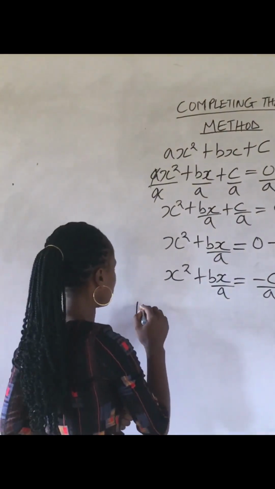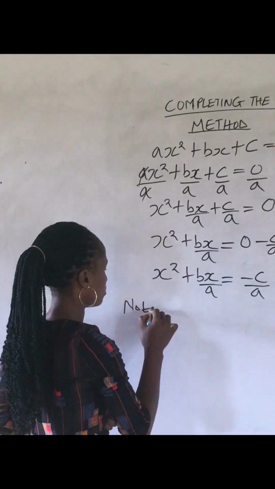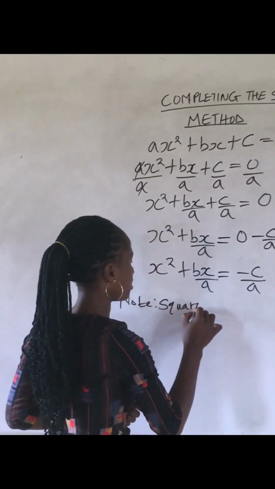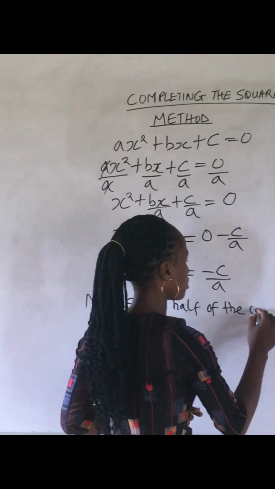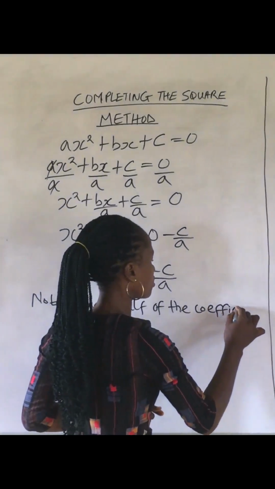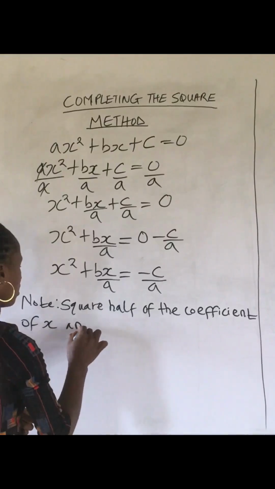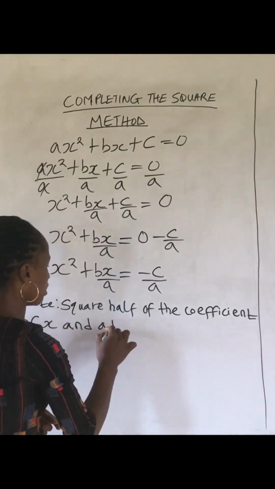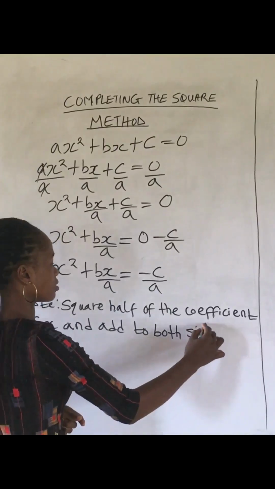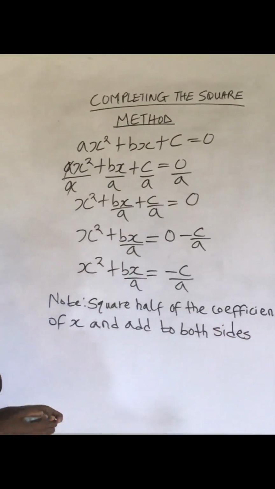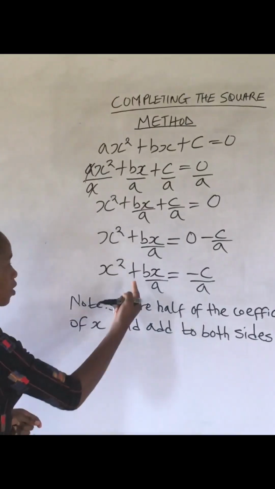I need to write that down. Square half of the coefficient of x and add to both sides, right? And in doing that, you have, first of all, let's bring that out.